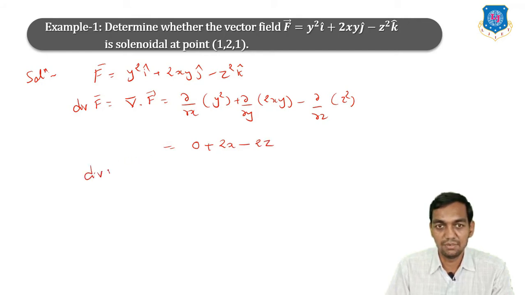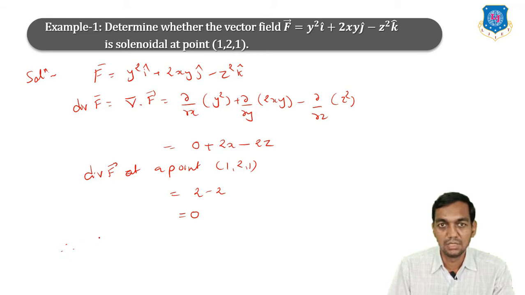And therefore the divergence of f bar at the point (1, 1, 1) will be 2 minus 2, which is 0, and therefore f bar is solenoidal at the point (1, 1, 1).